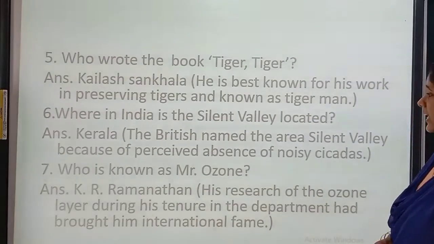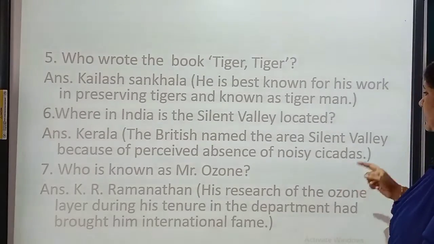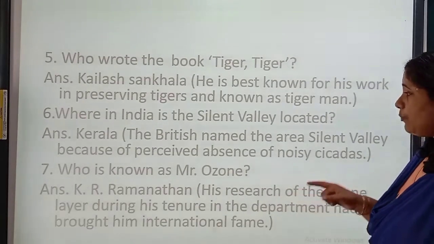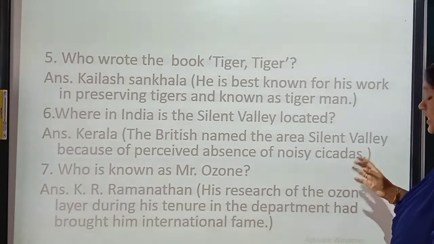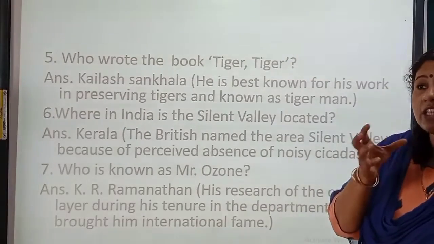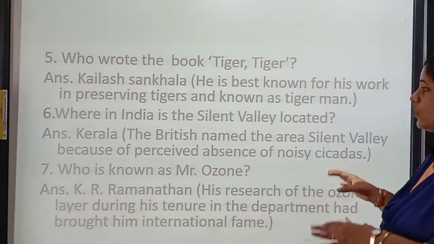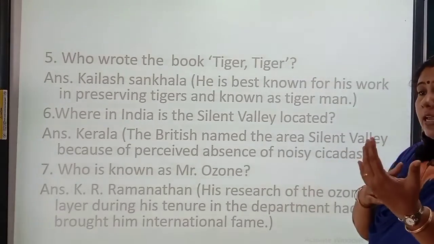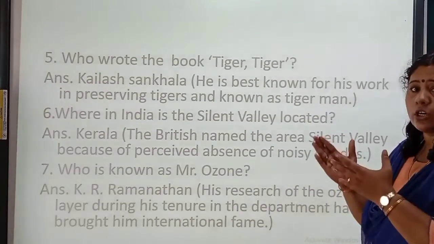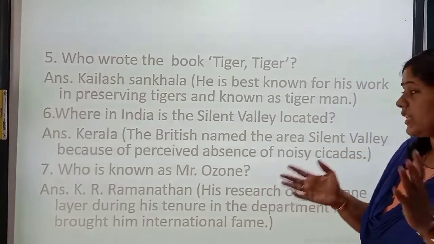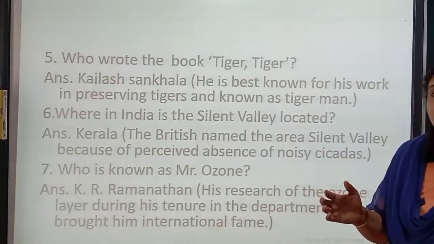Where in India is the Silent Valley located? Kerala. The British named the area Silent Valley because of a perceived silence. Perceived means aware. Absence of noisy cicadas. Cicadas means a white fly. Understood? So there is now absence of it, and that's why it is known as Silent Valley. Many white flies were there before, but then as the years went on, they started becoming invisible. So the valley became very silent, and that's why the Britishers named it Silent Valley.